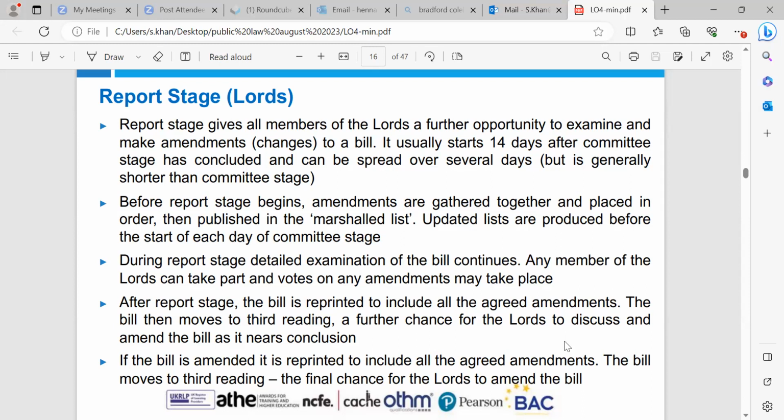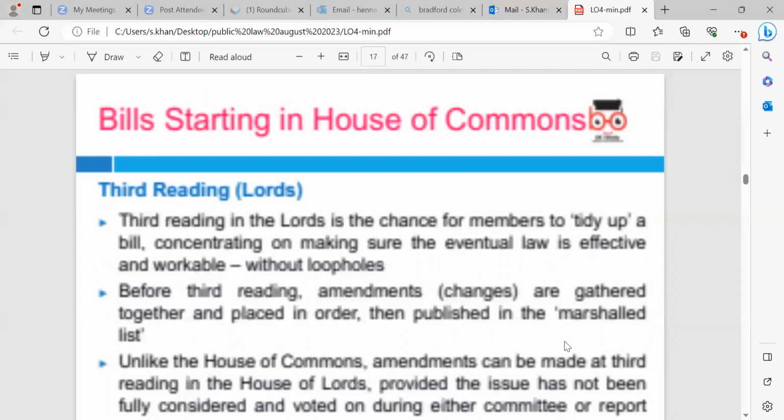After the report stage, the bill is reprinted to include all the agreed amendments, and the bill then moves to a third reading, a further chance for the Lords to discuss and amend the bill as it nears conclusion. The bill is amended and reprinted to include all the agreed amendments, and the bill then moves on to the third reading, which is the final chance for the Lords to amend the bill.